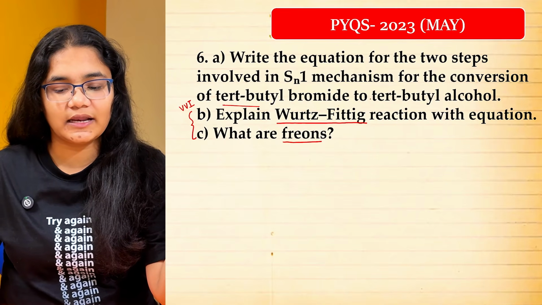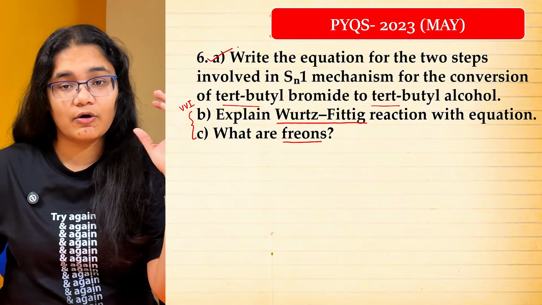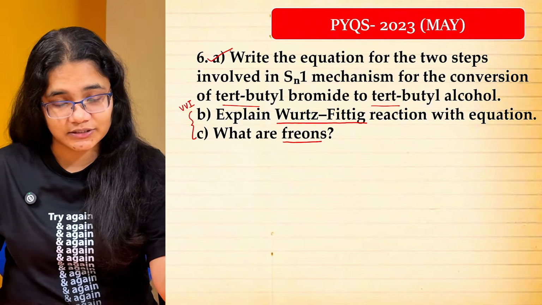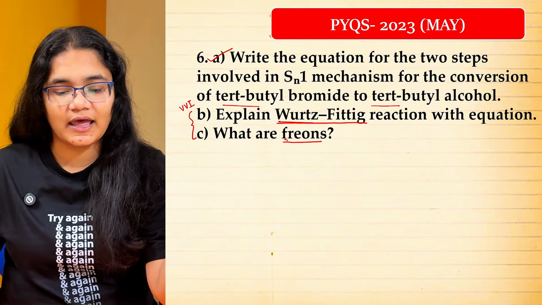Okay, next question. The first question is: write the equation for the two steps involved in the conversion of tert-butyl bromide to tert-butyl alcohol. We have already discussed this question, so you can understand how important this SN1 mechanism question is. It is asked again and again.